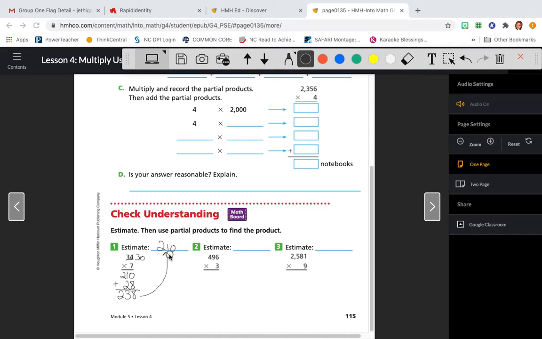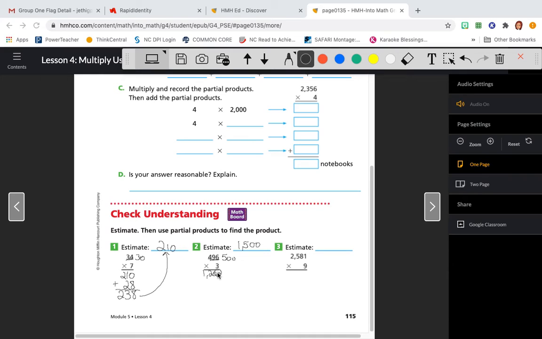This time we want to round, so we're going to take the greater factor, which is 496. We're going to round that to 500, and we know that 5 times 3 is 15. And 2 zeros, so our estimate is 1,500. All right, then we're going to actually multiply. Actually, let's start with the hundred. Excuse me, got mixed up there. 4 times 3 is 1,200. That's 12, and then we add 2 zeros.